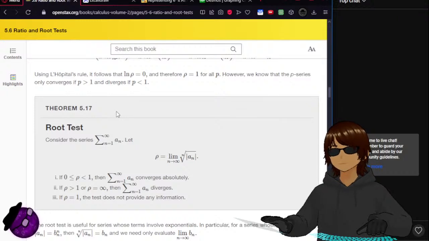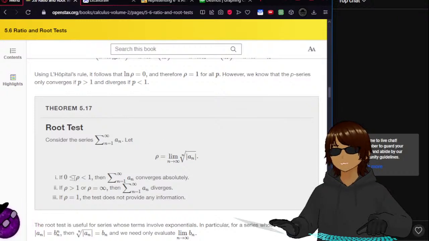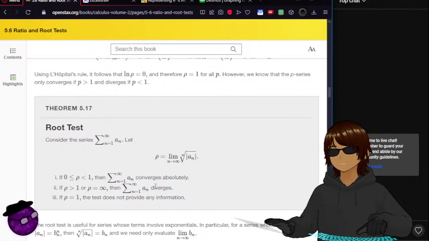Root test. If it's like this, then p is between 0 and 1, then a(n) converges absolutely. If it's more than 1, then a(n) diverges. If p is equal to 1, then the test does not provide any information.